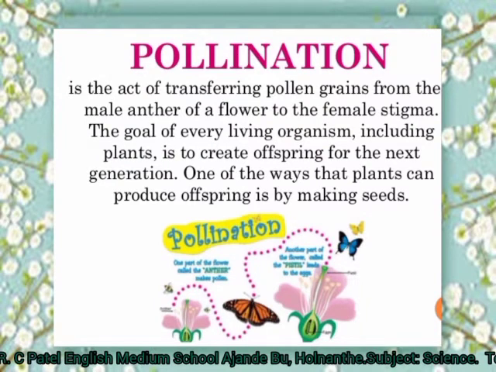Now let us see what is pollination. Pollination is the act of transferring pollen grains from the male anther of a flower to the female stigma. And the goal of every living organism, including plants, is to create offspring for the next generation. And one of the ways that plants can produce offspring is by making seeds.